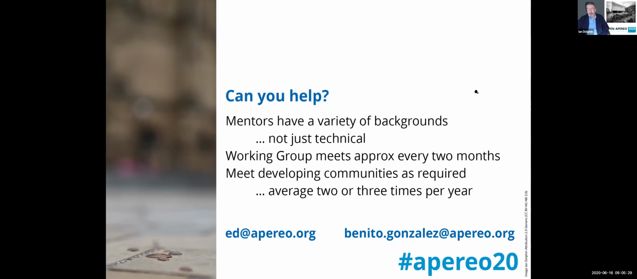Well, that process relies on volunteers. It relies on folks like you. Our mentors have a variety of backgrounds, not just technical backgrounds, but backgrounds in project management, in user experience design, in running services. So not just technical skills. The time commitment is we meet as a group around once every 2 months, and we meet developing communities as required. The average is 2 or 3 times a year, but it's different from project to project. So that, in a nutshell, is our incubation process.